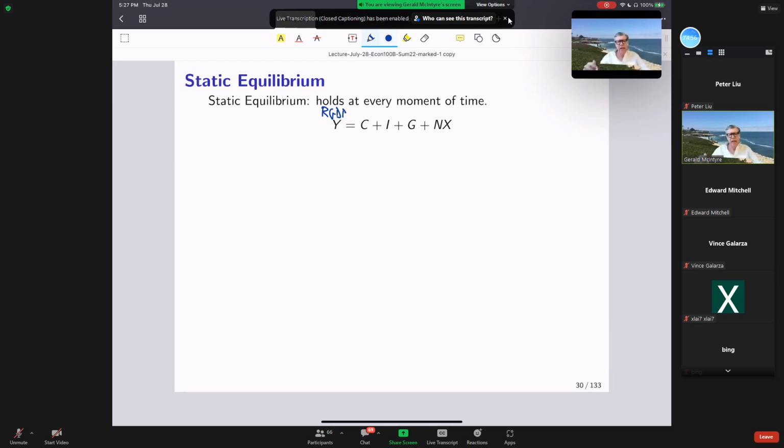Consumption plus investment plus government spending equals real GDP every moment in time. Okay. We're going to have to simplify this. We'll reintroduce some of the variables, but we're going to have to simplify this. And our simplification will take the following form. We're going to set G equal to 0 and net exports equal to 0.